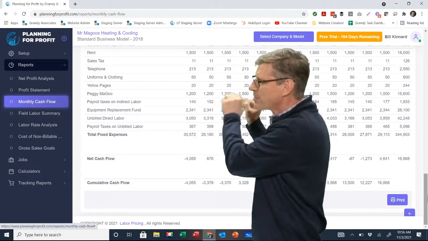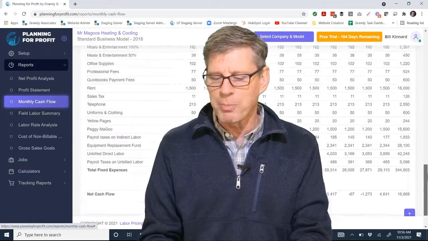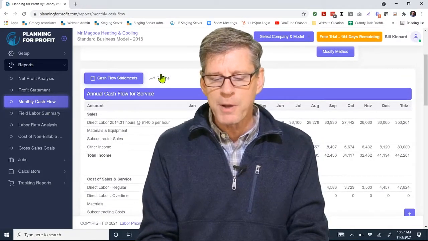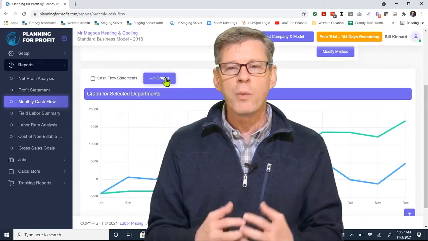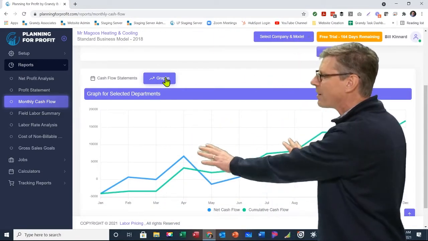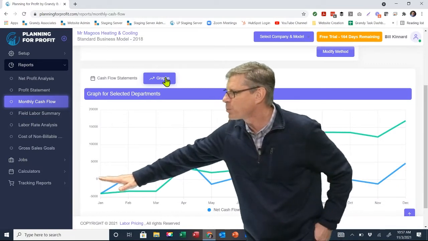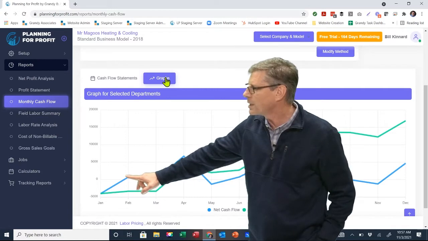Right now, some of you like to see the number detail, right? Some of you, that just is a whole bunch of numbers on a page. And so for you, if you prefer, right up here at the top, we've got the cash flow statements icon. We also have the graphs. We will plot this same information out on a graph. And so again, I can see right there is my zero line. That's where I'm profitable. So I can see I lost money in January. We made a little bit in February.